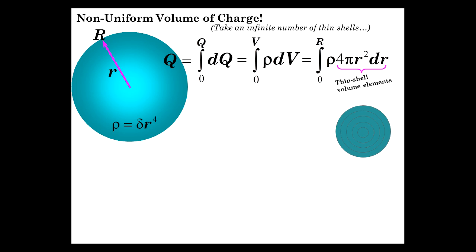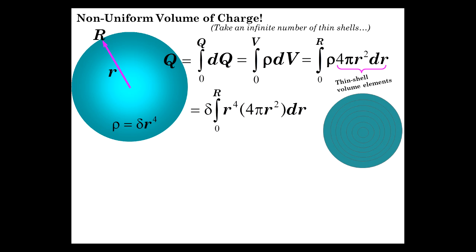So here's what it looks like. We stack those thin shells on top of each other, and there's an unlimited number of them, each one having its own increasingly large volume charge density that makes up that particular shell. So that's the proper way to handle getting the total charge of the sphere. So rho, delta r to the fourth, comes inside the integrand, 4 pi r squared dr, from 0 to R. Well, that's the integral we have to solve.